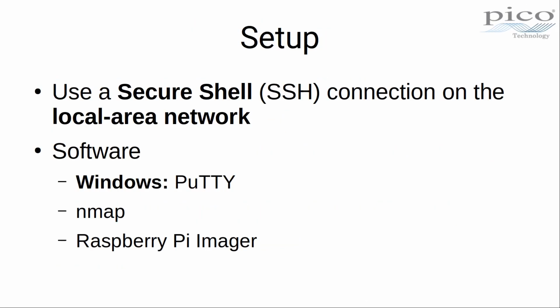To control the Raspberry Pi, we'll be operating on it remotely using a secure shell or an SSH connection through the local area network. On Windows, you'll need to install the software PuTTY to log into a remote device using SSH, and on all computers, you'll need to install Nmap to find the Raspberry Pi on the local area network, and you'll need to install the Raspberry Pi Imager software to write an operating system onto a microSD card to boot the Raspberry Pi in the first place.